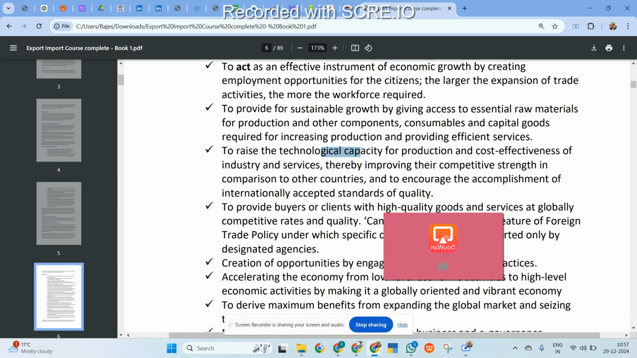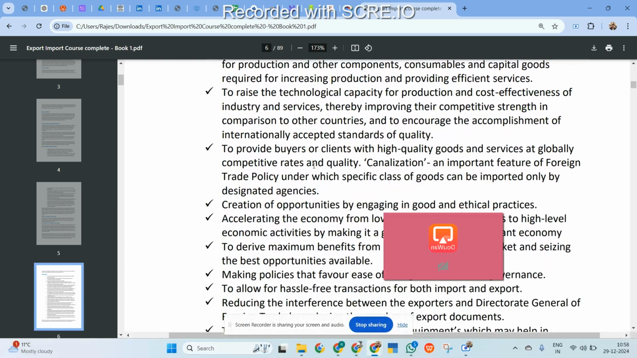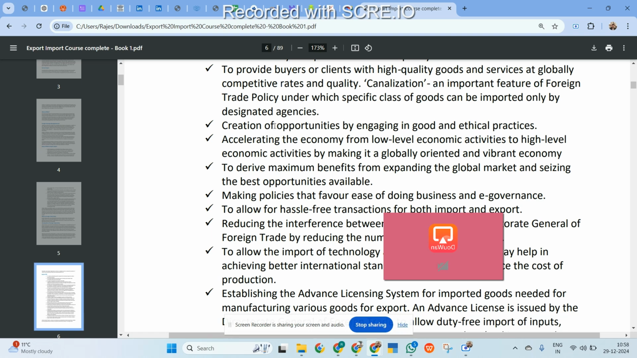To raise the technological capacity for production and cost effectiveness of industry and services, thereby improving their competitive strength in comparison to other countries; to encourage the accomplishment of internationally accepted standards of quality, to provide buyers and clients with high quality goods and services at globally competitive rates. Important features of foreign trade policy: specific classes of goods can be imported only by designated agencies; creating opportunity by engaging in ethical practices; accelerating the economy from low level economic activity to high level economic activity by making it a globally oriented and vibrant economy, to derive maximum benefit from expanding global markets and seizing the best opportunities available.